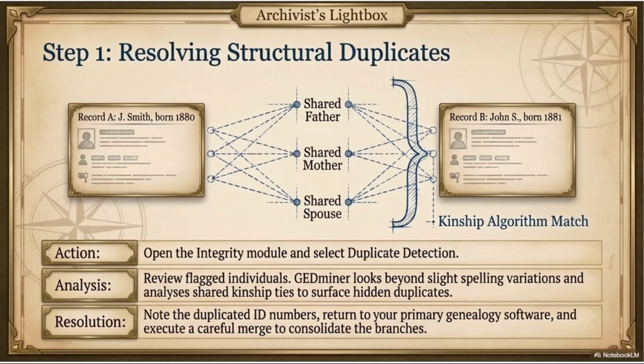Let us look at how we resolve structural duplicates within the integrity module. Rather than relying on simple spelling variations, GED Miner utilizes a kinship algorithm to look deeper. By examining shared fathers, mothers, and spouses, it surfaces individuals who are highly likely to be duplicates. Once identified, you simply note the duplicate record identification numbers, return to your primary software, and execute a clean merge.